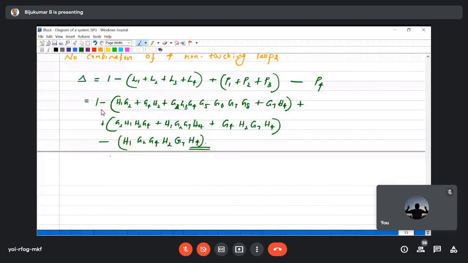Next step is to find out delta 1 and delta 2. Sorry, there will be only one. There is only one forward path case, so we have to find out delta 1. So in order to find delta 1, what you have to do? You have to find is there any loop which does not touch the kth forward path, right? So you have only one forward path. So how this forward path is like this?